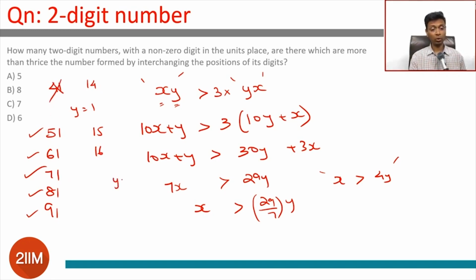We could put y equal to 2. 4 times y is 8. 82 and 28. 82 and 28 does not work. 28 into 3 is 84. 92 and 29, that works. With y equal to 2, there's only one possibility. 92 is greater than thrice 29. Y could be 3, but then x should be more than 4y. That's not possible. So there are 1, 2, 3, 4, 5, 6 numbers. This is what we are looking for.